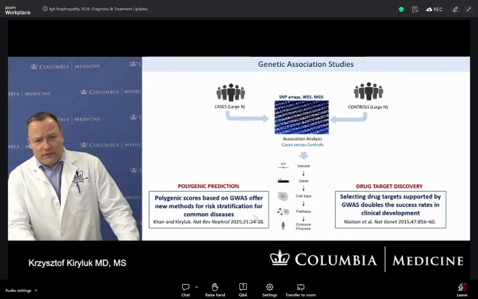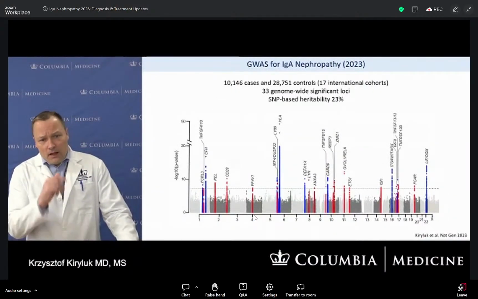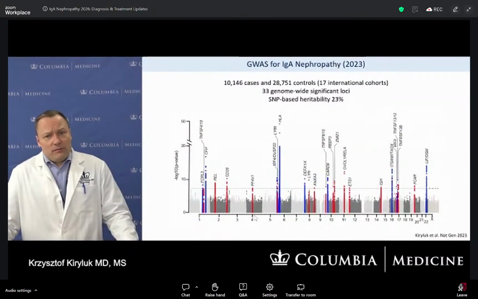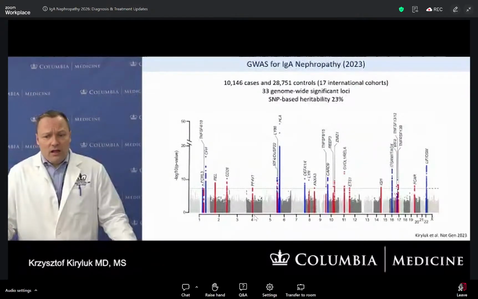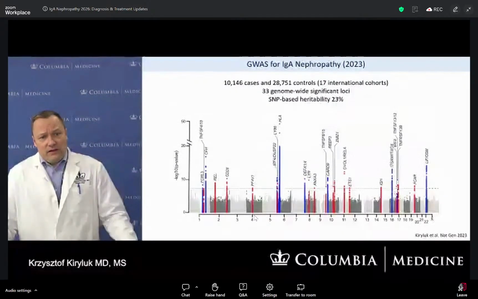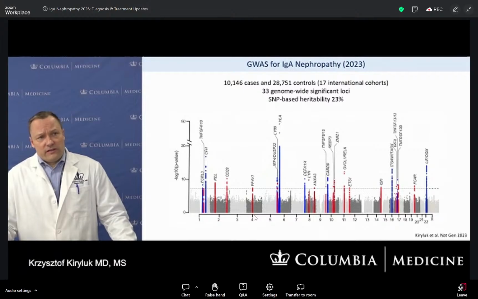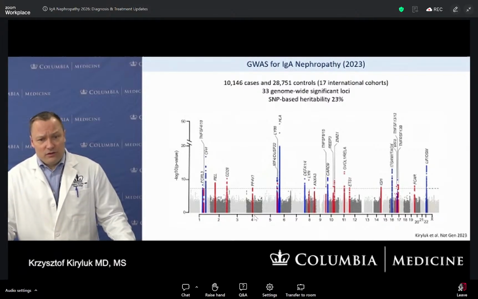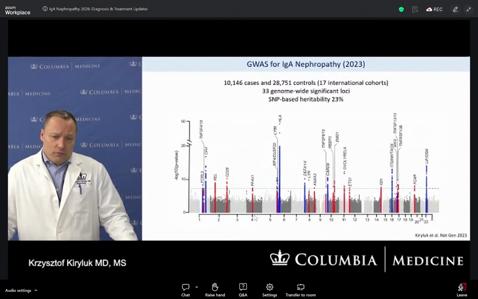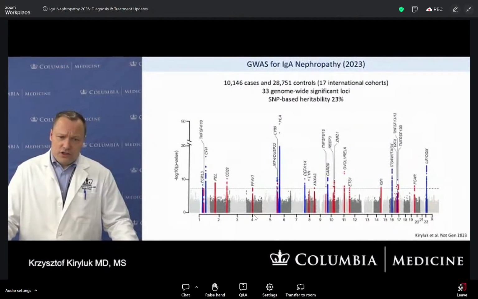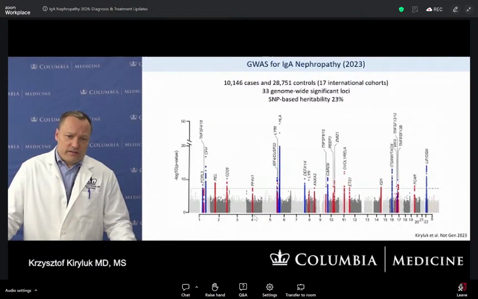And I'll show you examples of that as well in IgA nephropathy. So this is one of these large genome-wide association studies that we performed back in 2023. This is our last study that involved over 10,000 cases, 28,000 controls across 17 international cohorts. This was a massive collaboration across multiple nephrology centers and across multiple continents. And in this study, once we put all of these cohorts together and analyzed the associations across the genome, we discovered 33 genome-wide significant loci.